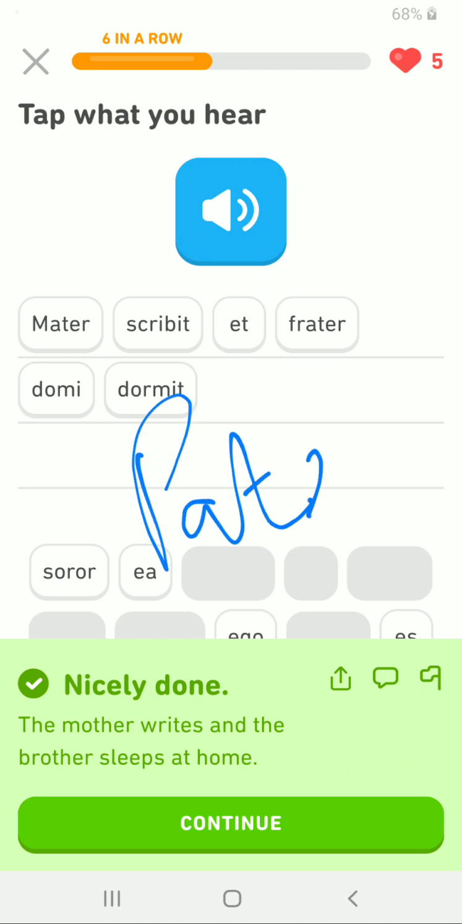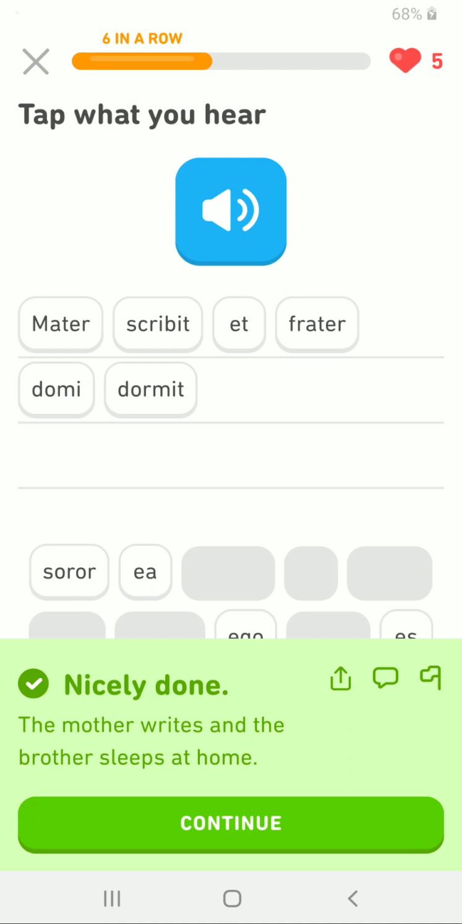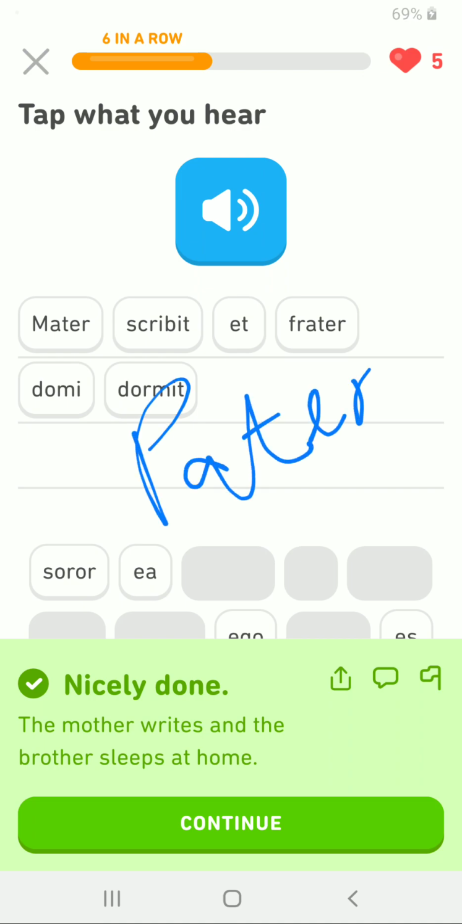So the father writes, the mother writes, sorry, mater, pater. I'm trying to be fast. I'm sorry. So pater is father, and mater is mother. So the mother writes, scribit, and frater is the brother. So we have pater, we have mater, we have frater.